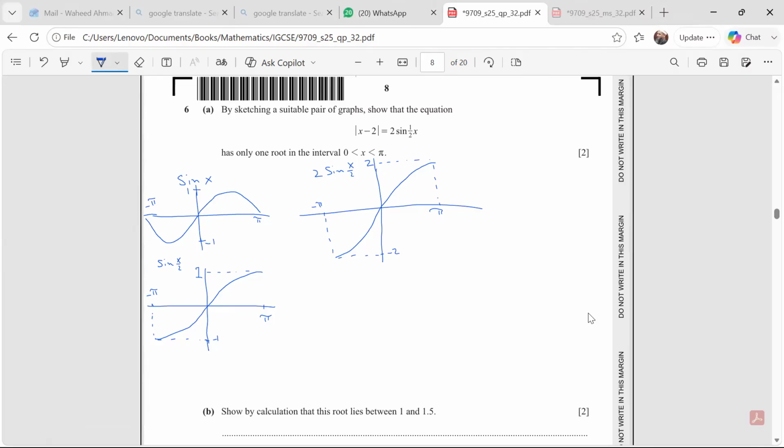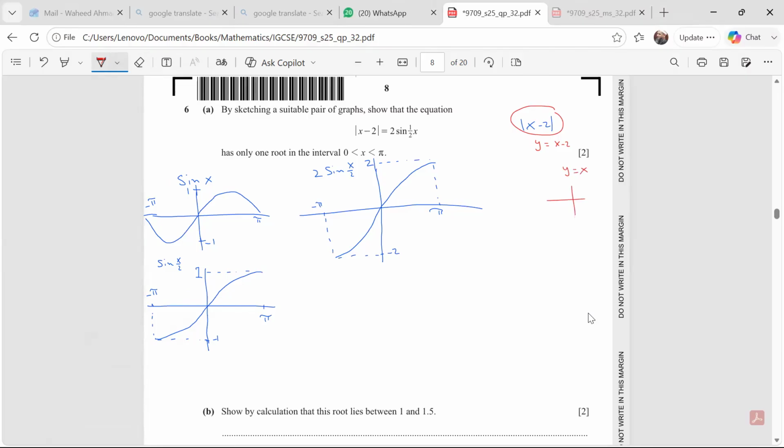Now on the same axis, I want to sketch the absolute value of x minus 2. Let me change the color to make sure it looks different. How will I sketch this one? Let's say I set y equal to x minus 2. What is y equal to x? It is this line, right? But y equal to x minus 2 is the same line shifted 2 units below. This is minus 2 and this is 2, and the slope is 45 degrees, of course. So this is the equation of x minus 2.